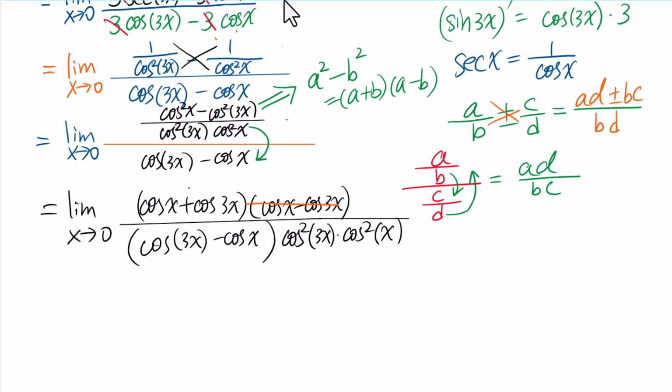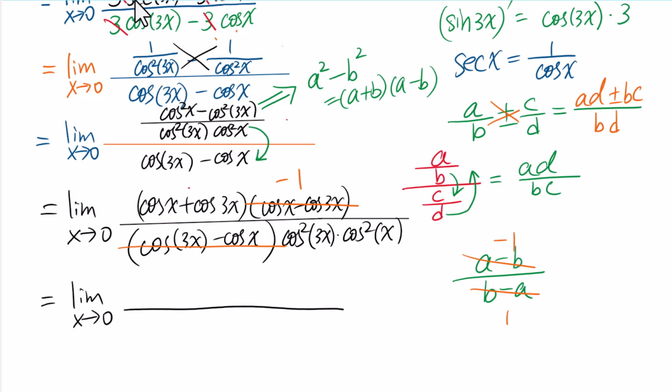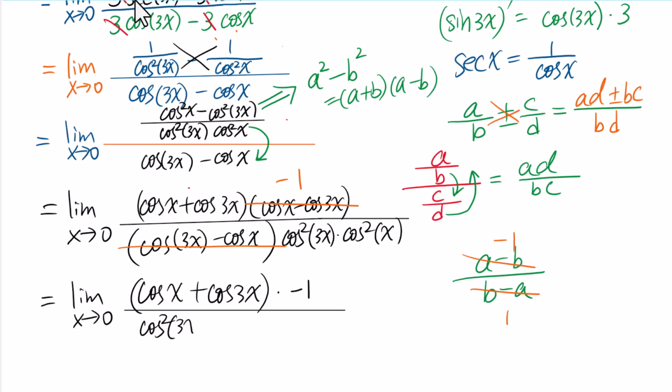Then we can reduce these two because a minus b over b minus a reduces to negative 1. So we got negative 1 here, equals limit as x approaches 0 of cosine x plus cosine 3x times negative 1 all over cosine squared 3x times cosine squared x.